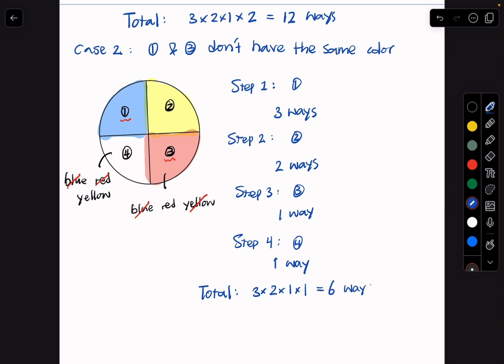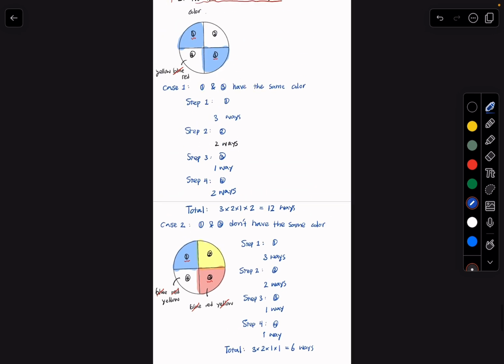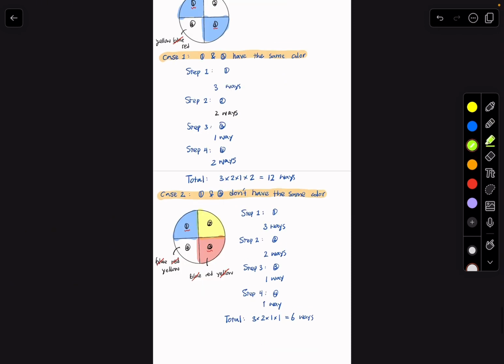So with the help of multiplication principle, we got a number of possibilities in case 1 and case 2. To finish up this whole question, we just need to add these two cases together, which we get 12 plus 6, giving me the answer of 18.